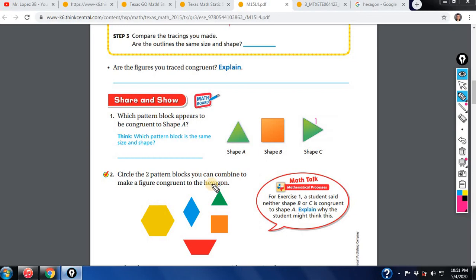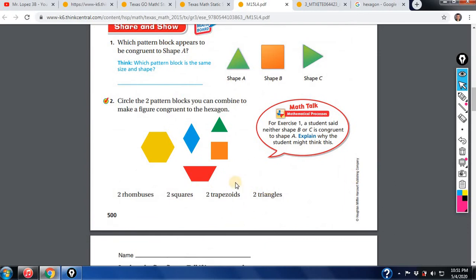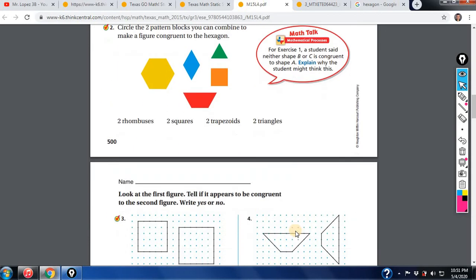So we're looking at two pattern blocks that you can use to combine to make the figure congruent to the hexagon. And here's your hexagon. Which one of these shapes, if you have two of them and you combine them, will make the hexagon? Can you see it? You should be able to see it. And if I use my line of symmetry, and if I go right here, oh, there it is right there. Two trapezoids. I know you saw that one quick. So we know that two trapezoids will make a hexagon. Keep that in your head right now.